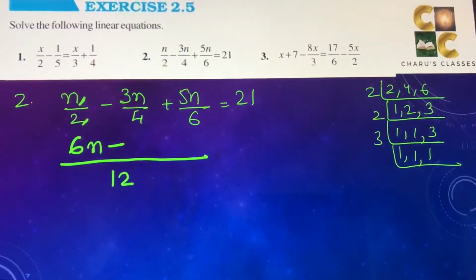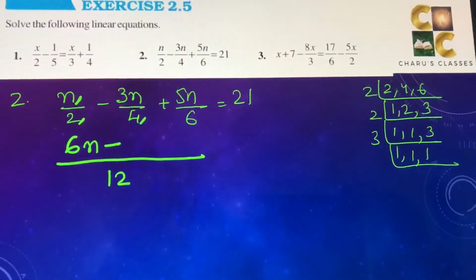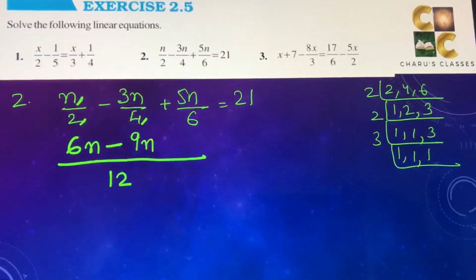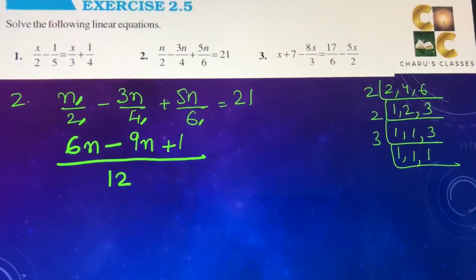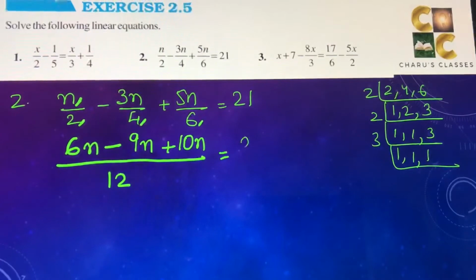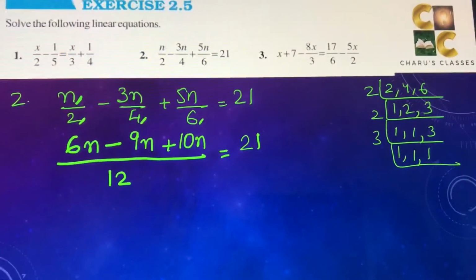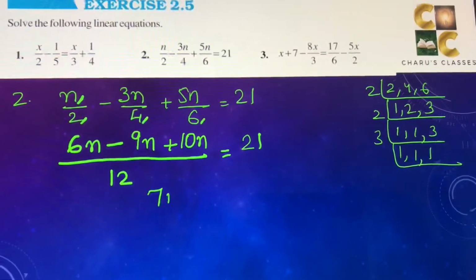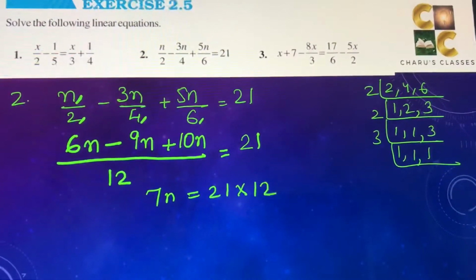This gives us 6n minus 4 needs to be multiplied by 3. So 3n will also be multiplied by 3. And 6 multiplies by 2. So 5n will also multiply by 2. This is equal to 21. So solving this, we will get 7n is equal to 21 into 12.